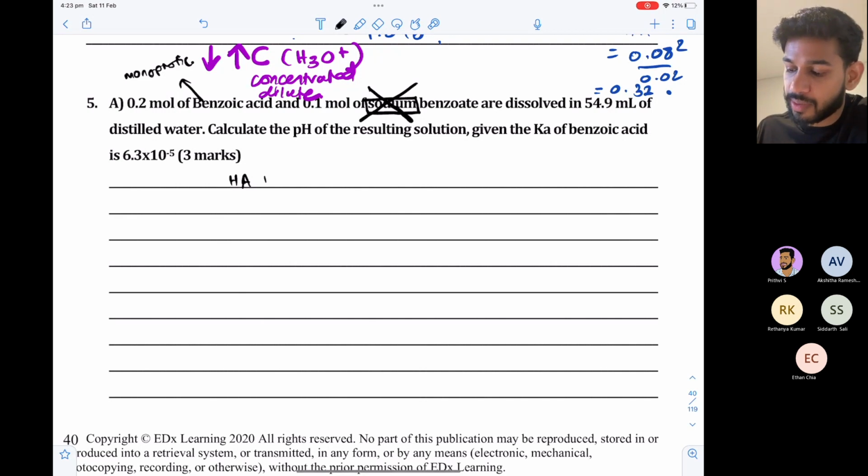So HA plus H2O gives you, now, benzoic acid is not a strong acid.